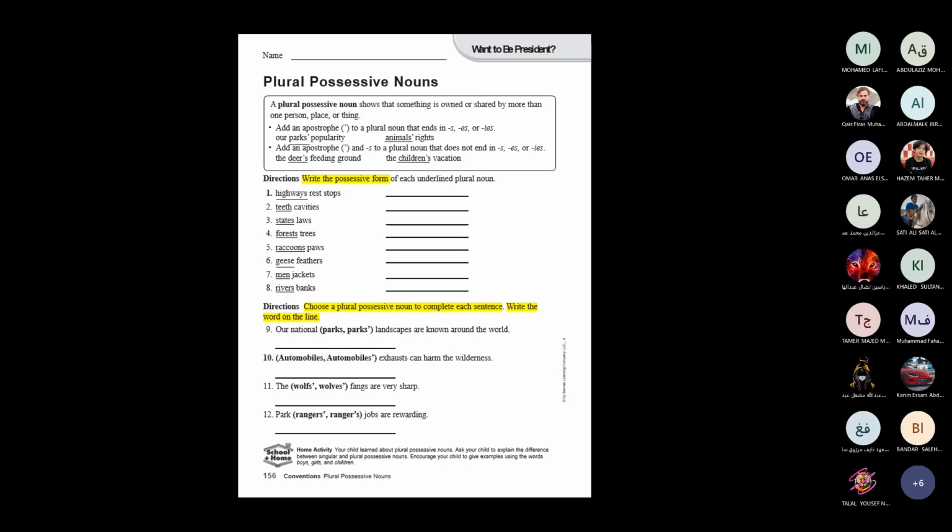Kareem Isam. Yes. Number 11 is incorrect, Kareem. Number 11, number 12, number 13 are incorrect.